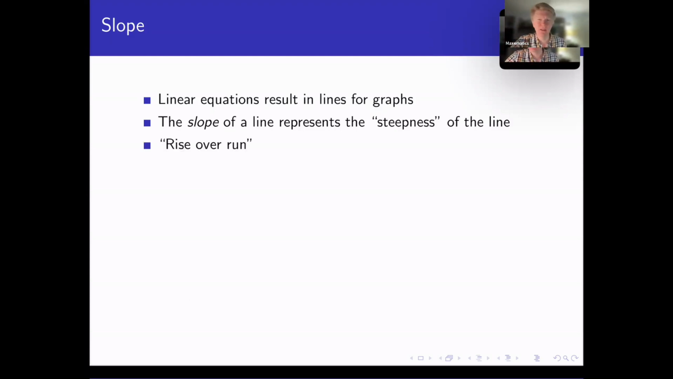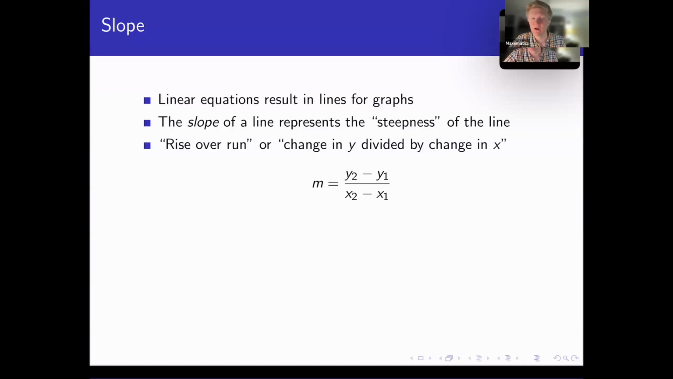So one way that a lot of people remember this is rise over run, or in other words, the change in y divided by the change in x. So to find slope, we use the letter m, and m is given as y2 minus y1 over x2 minus x1. So same way as we found midpoint, same way as we found distance, same thing here. So we're going to subtract the y values, divide by, subtract the x values.